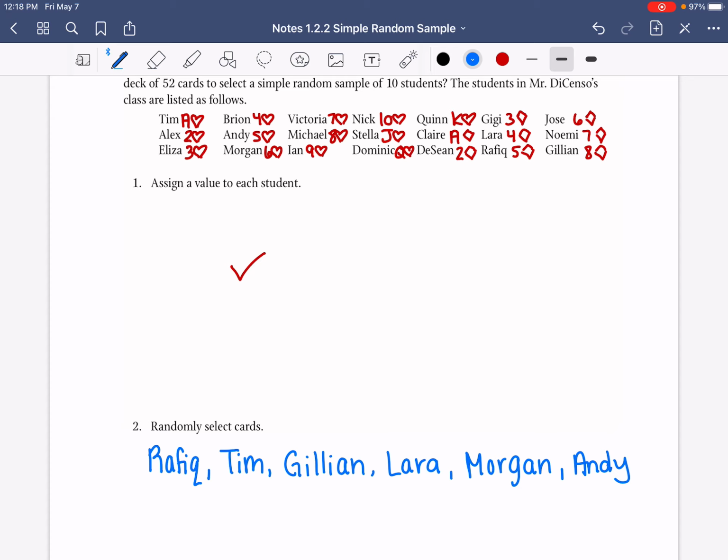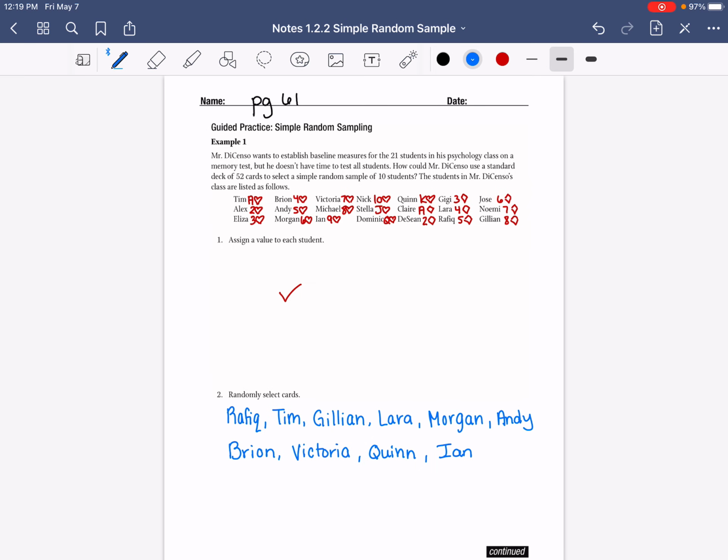So 1, 2, 3, 4, 5, 6, so I need 4 more. The 4 of hearts, that's Brian. Then I have the 7 of hearts, that's Victoria. Then I have the King of hearts, that's Quinn. And last one, the 9 of hearts, which is Ian. So I randomly selected my 10 people, I just assigned them a value, and then I randomly selected cards, and these are the people that I will get for my group.